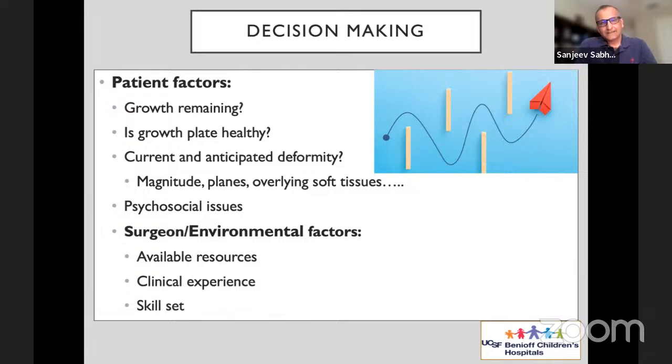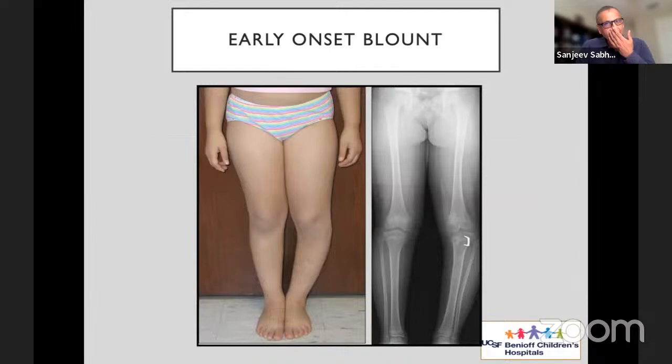And then from a surgical and the environmental standpoint, what's available to you? What's your experience? What's your skill set? Do you have a backup? Do you have a mentor? Et cetera, et cetera. So let's get into some cases. So these are a few cases I've chosen with Blount's disease, both early and late onset.